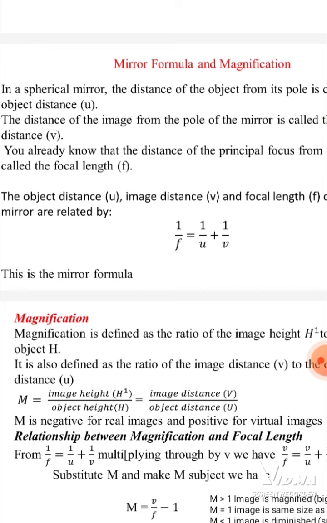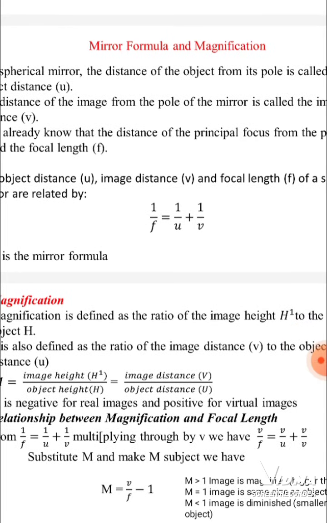What about magnification? Magnification is just the image distance V divided by the object distance U, or you can say it is image height over object height. They are just the same.